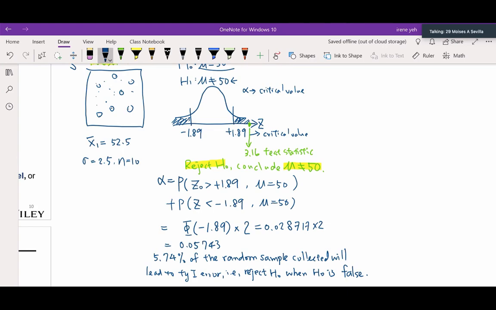Professor, what is it? Says collective will lead to FY? Will lead to type 1 error. Oh, okay.